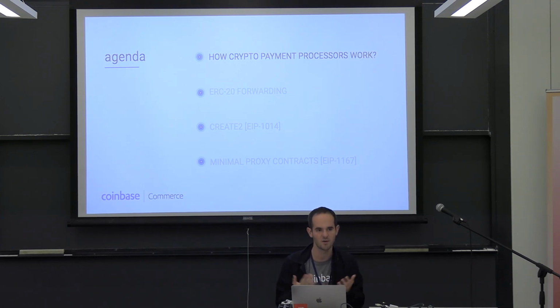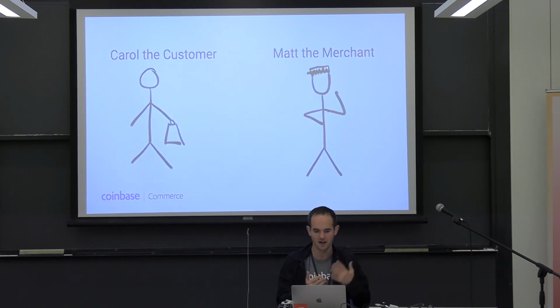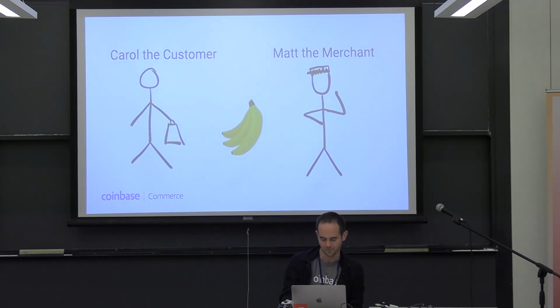They accept payments on behalf of the merchants. They handle all of this stuff, and let's dive into what actually happens when a payment occurs. So let's meet Carol, the customer, and Matt, the merchant, and let's say that Matt wants to sell some bananas to Carol. There are many ways that this interaction can happen. In the very simplest case, you can imagine that Carol just sends some Ether to Matt's account, and Matt will just give the banana, and that's the end of the story.